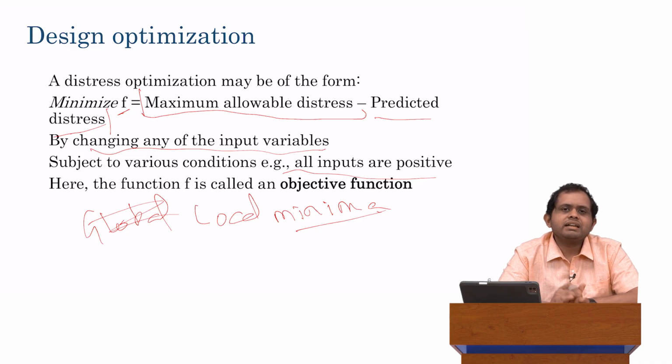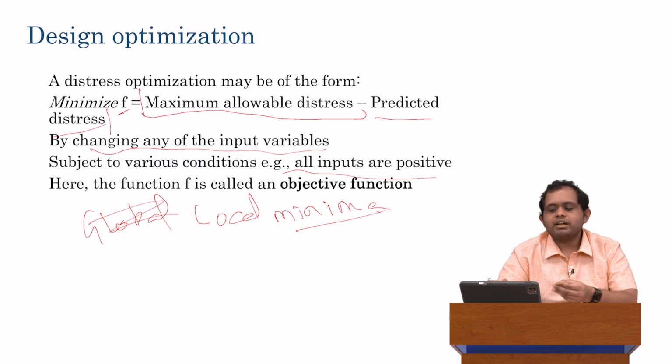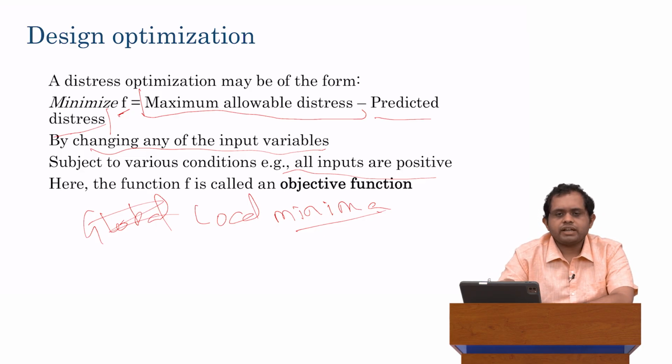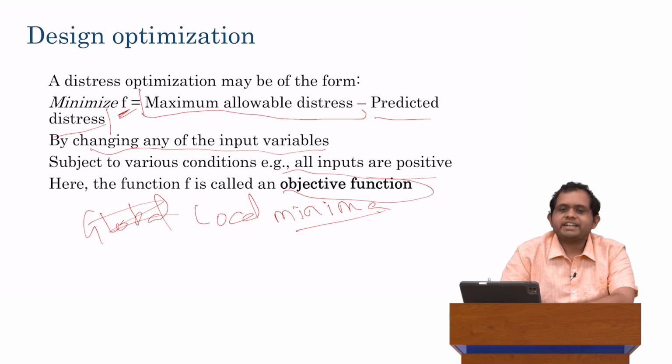So we might put some limits on what are the values of the inputs that are physically going to be allowable. This is basically an optimization problem. To put in a little bit formalized terms, this function f, that is the function that we want to minimize, this function f is called an objective function.